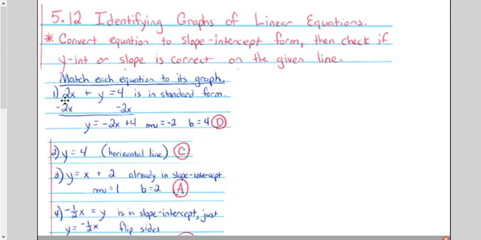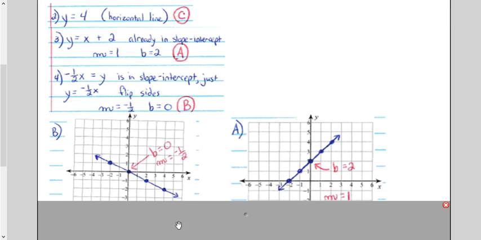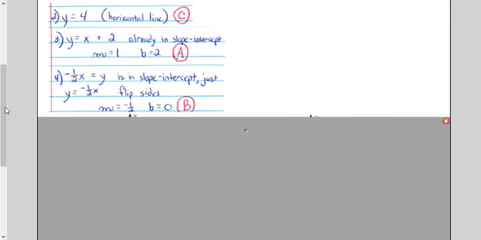Here in the first one, let's say you were given 2x plus y equals 4. That's in the standard form, so we would just subtract 2x. It would cancel the 2x's out here, and we'd be left with y all by itself. And then I always like to put the x term in front, so that way I could get my slope, and it'd be y equals negative 2x plus 4. So my slope would be negative 2, and my y-intercept would be positive 4. Then when I come down here and take a look at my graphs, I'm checking for my y-intercept first, but we'll get to that.